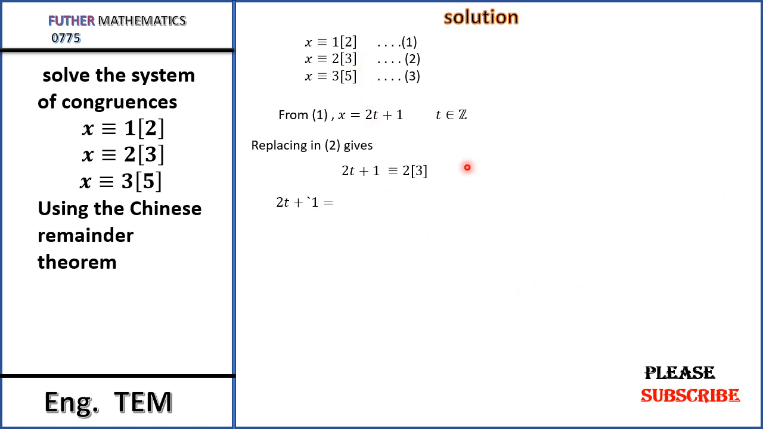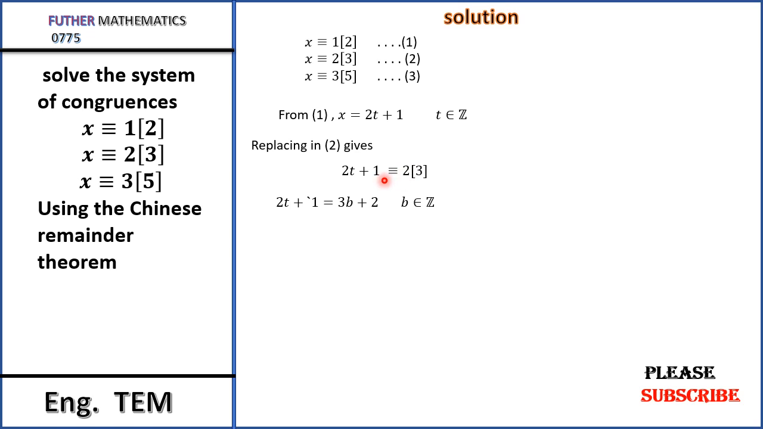Now, going forward to simplify, when we have 2t + 1 ≡ 2 (mod 3), it simply means that the remainder when 2t + 1 is divided by 3 is 2. That's what it means. The remainder is 2.